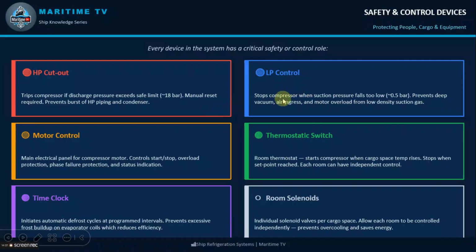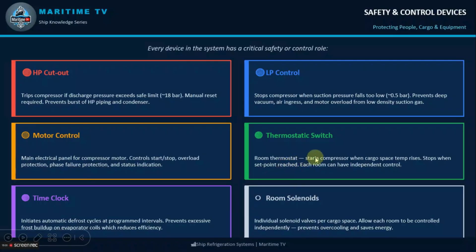Also have LP control. This stops the compressor when suction pressure falls too low, minus 0.5 bar. This prevents deep vacuum or air ingress and motor overload from low density suction gas. We have motor control. This is the main electrical panel for the compressor motor. Control starts with the starter, overload protection, phase failure protection, and star-delta indication.